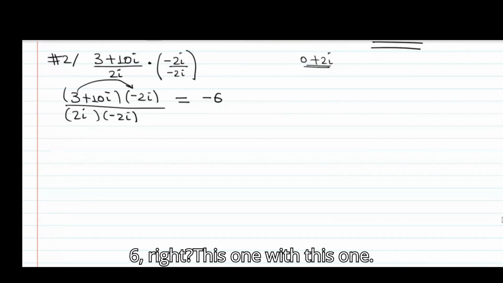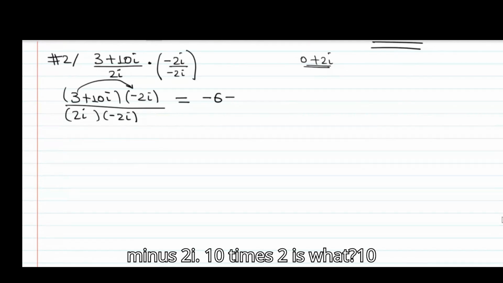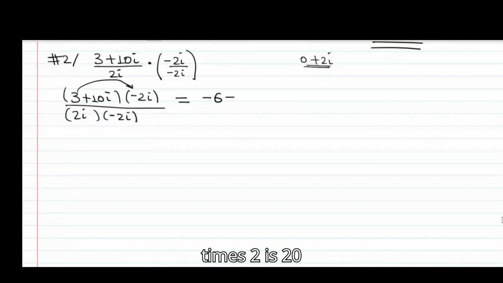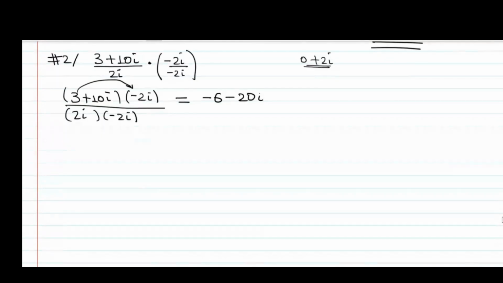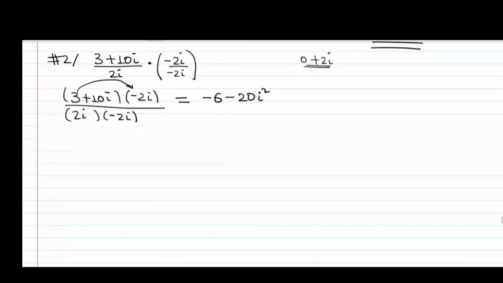This one with this one. And then another one is 10i times negative 2i. 10 times 2 is 20, and i square. 20i square, right? Very good. So the next one is the bottom part.